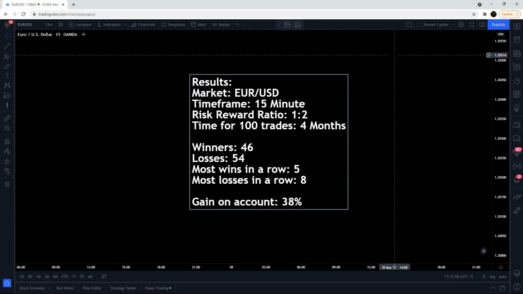All right, the results are in after the 100 test on Euro against the US dollar, 15-minute time frame using a 1-to-2 risk-reward ratio. It took 4 months of price data for the 100 trades. There were 46 winners and 54 losses. The most wins in a row was 5, and the most losses in a row was 8. The gain on the account, 38%.